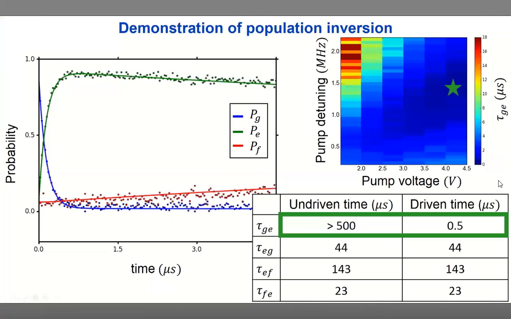I've included this color plot here to show you that if we vary the voltage of that sigma SG pump and the frequency of it, I show in color the inversion time, this tau GE. You see there are a fair number of pump conditions that make my qubit's G to E inversion time significantly faster than its T1, its time to go from E to G. So this system is fairly robust to pump conditions. However, the green star represents the particular pump conditions that we used to get this fastest inversion time of just 0.5 microseconds.